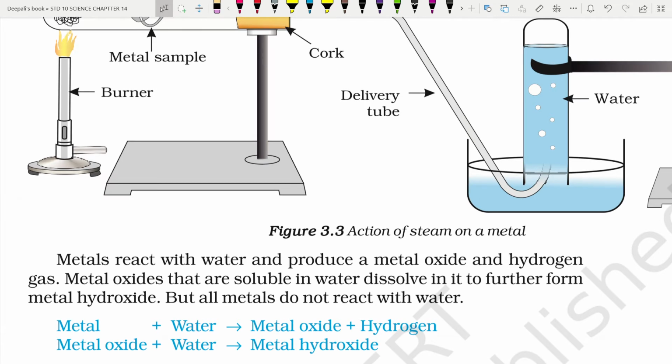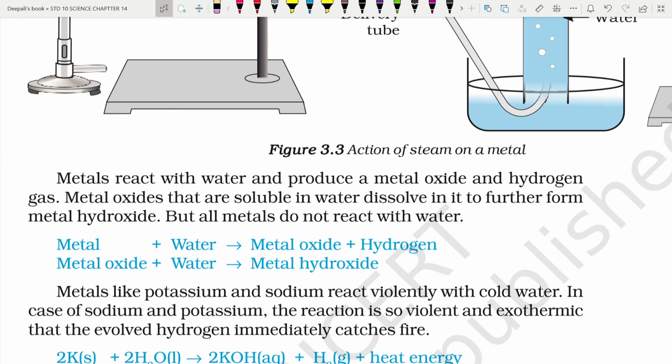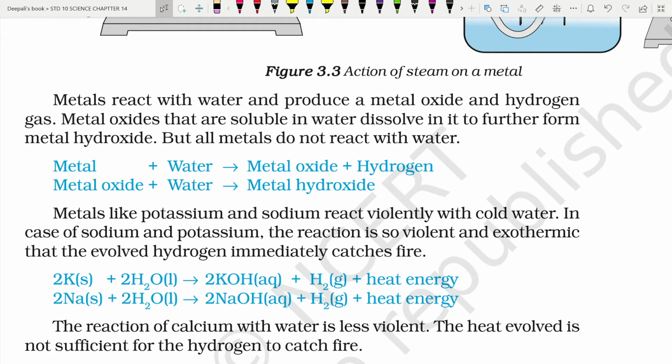But all metals do not react with water. We already saw which metals react with water and which do not. So metal plus water gives metal oxide plus hydrogen, and metal oxide plus water gives metal hydroxide. Metals like sodium and potassium react violently with cold water. In the case of sodium and potassium, the reaction is so violent and exothermic that the evolved hydrogen gas immediately catches fire. So the reaction is 2K plus 2H2O gives 2KOH plus H2 plus heat. 2Na plus 2H2O gives 2NaOH plus H2 plus heat.